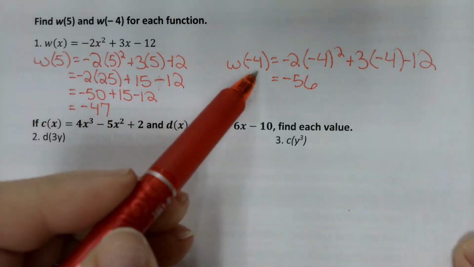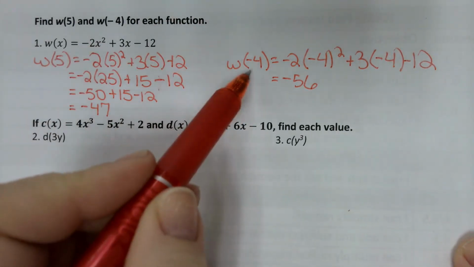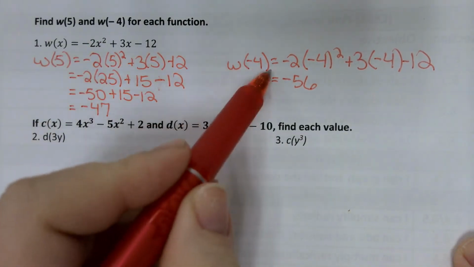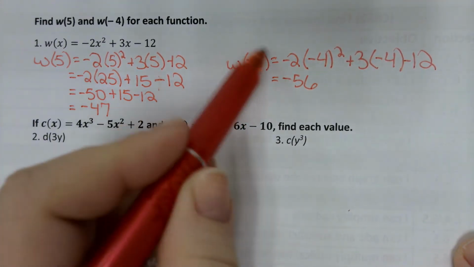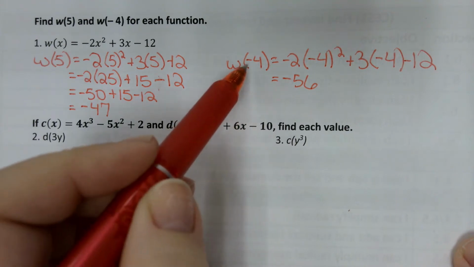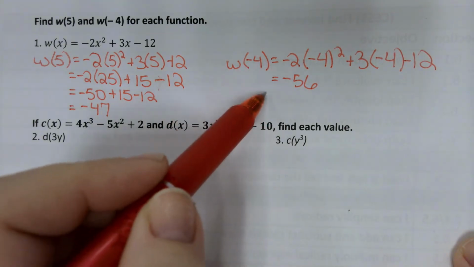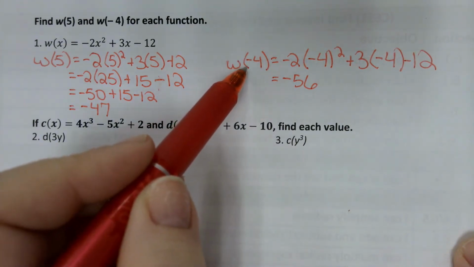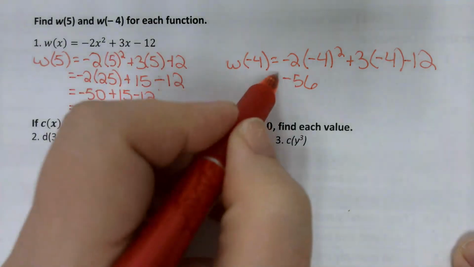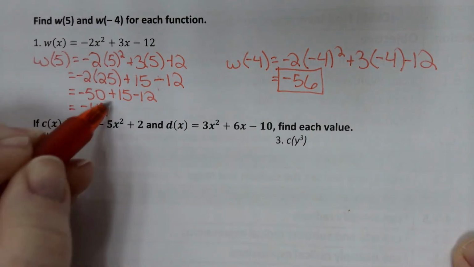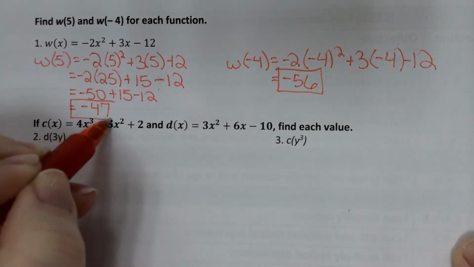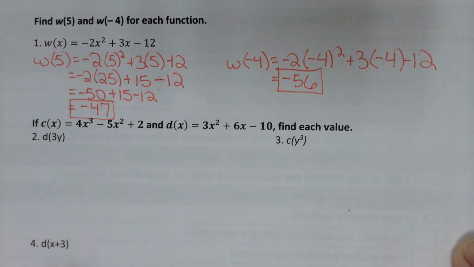Now, one question that I usually get from students is, what do I do with this? Well, this is just telling us what we're finding or what the question is. It's like repeating the question. So we don't then divide by -4 or anything. We're not trying to get w alone. Our answer is -56, and we don't have to write anything in front of it. For this one, our answer is -47, and nothing needs to be written in front of it.